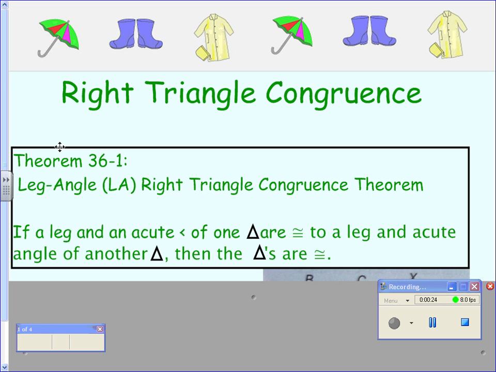Theorem 36.1 is the leg angle, LA, right triangle congruence theorem. You do not need to learn theorem 36.1. You need to learn LA, right triangle congruence theorem, because that is the name of it.